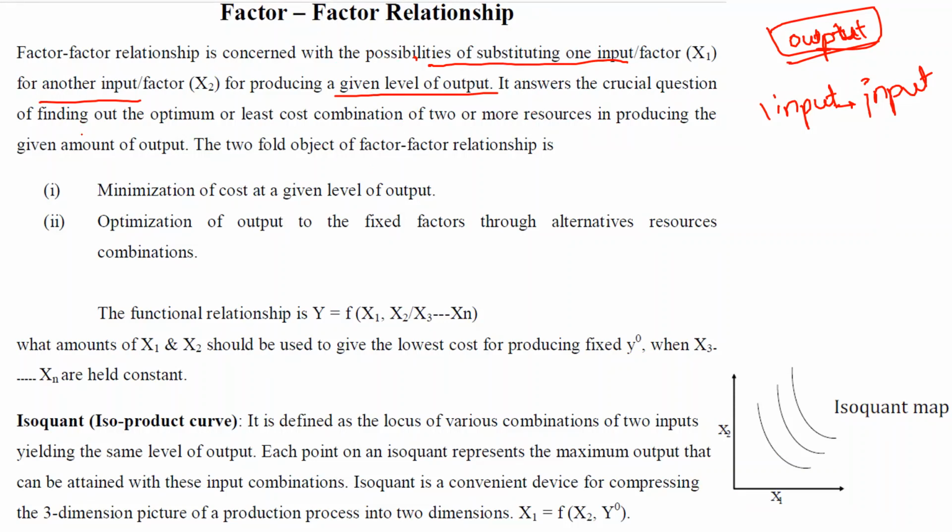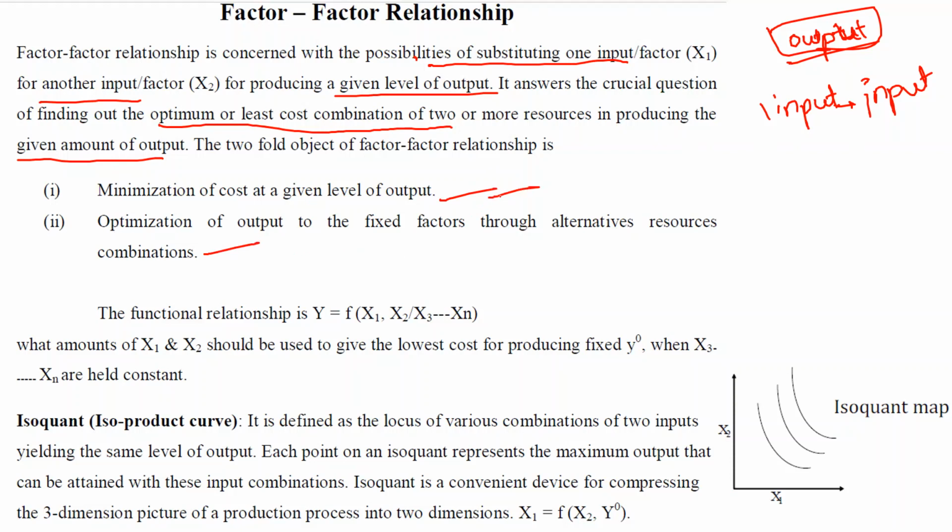It answers the crucial question of finding out the optimum or least cost combination of two or more resources in producing a given amount of output. जो भी आउटपुट प्रोड्यूस करना है उसमें लीस्ट कॉस्ट कॉम्बिनेशन कौन सा है जिसमें दो इनपुट्स हम यूज कर सकते हैं, ये प्रॉब्लम यहाँ पे सॉल्व होते हैं. The two-fold object of factor-factor relationship is, first one is minimization of cost at a given level of output, and optimization of output to fixed factor through alternative resource combination. These are the two objectives. First objective क्या है?